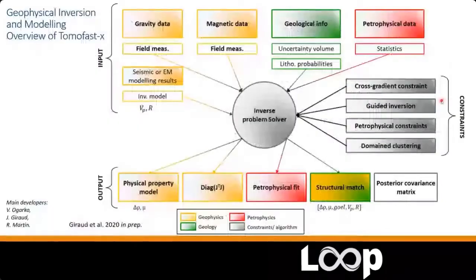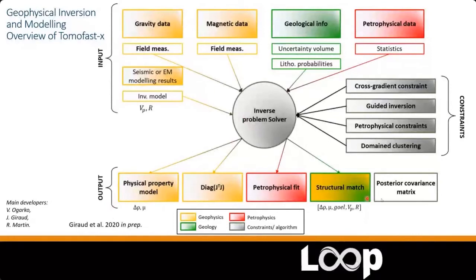So Bayesian modeling is, I'm moving on now to the geophysical world. This is the work of Jérémy Giraud at UWA. Jérémy has been developing new tools in Tomofast, and the new software is now called Tomofast X. Basically, I'm not going to go into details for all of these parameters, but the idea is really to integrate the petrophysical data and statistics, to integrate geological information coming from the 3D geological workflow, looking at uncertainty on volumes and lithological probabilities, and of course using the geophysical data, so magnetic data, gravity data, seismic and EM eventually, and try to combine this data set into an inversion scheme that will provide those outputs.